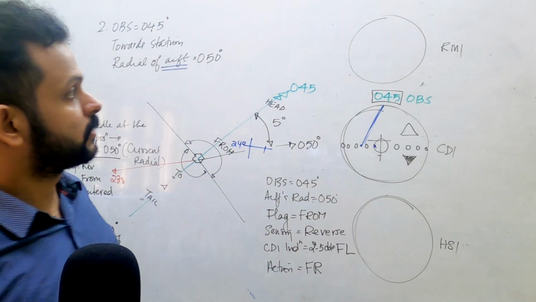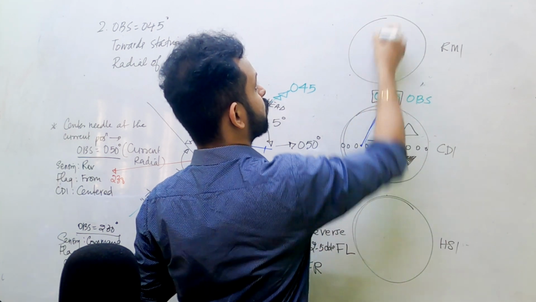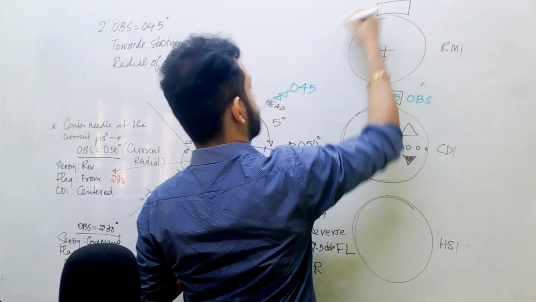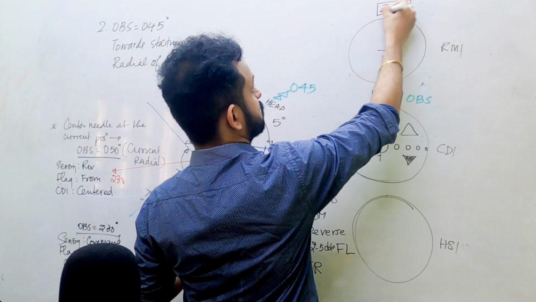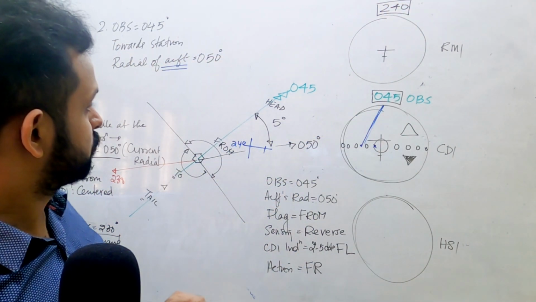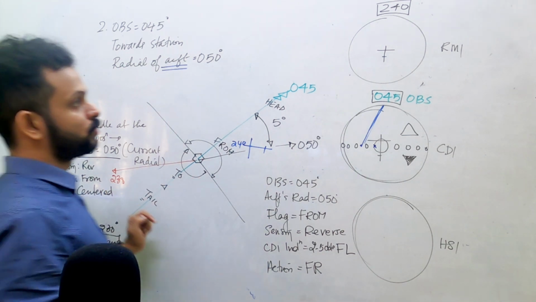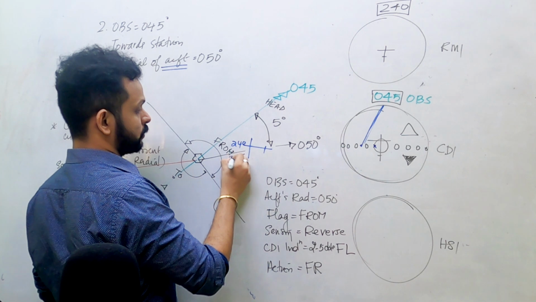Let's look at the RMI indication. The center of the RMI is the aircraft. What is the head of the RMI? The 240 heading is the heading, and the RMI indicates QDM. So what is the QDM of the aircraft? It is 230. That is the magnetic track to the station.